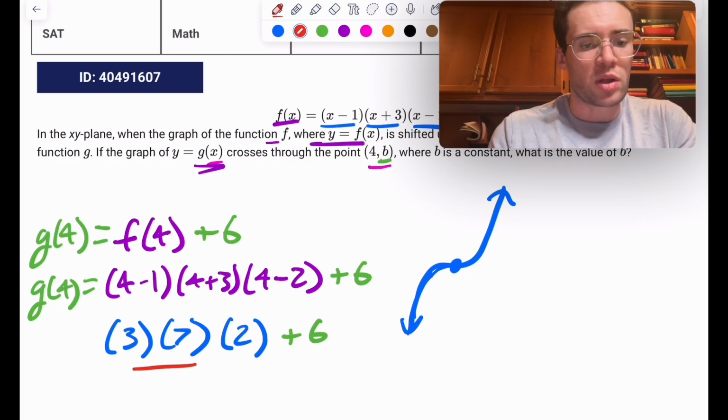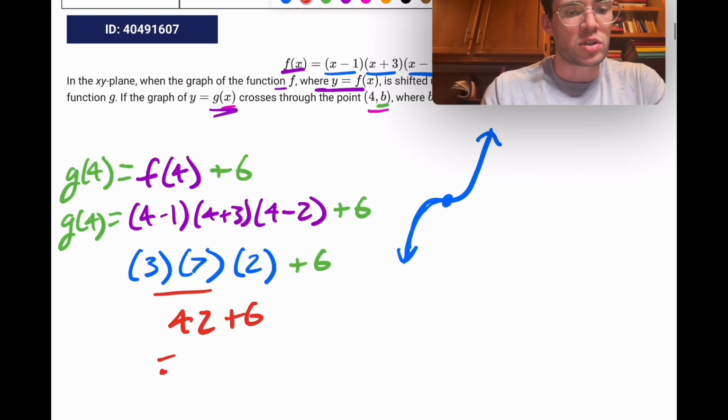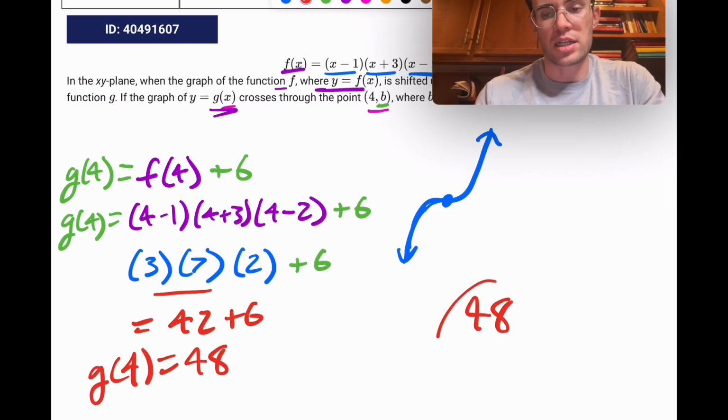Now 3 times 7 is 21. 21 times 2 would be 42. So we get 42 plus 6, which would be equal to 48. So g of 4 is equal to 48. So 48 is our output.